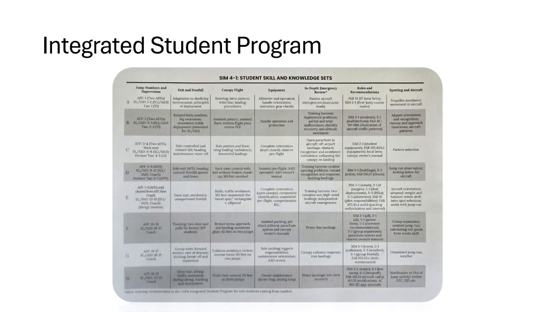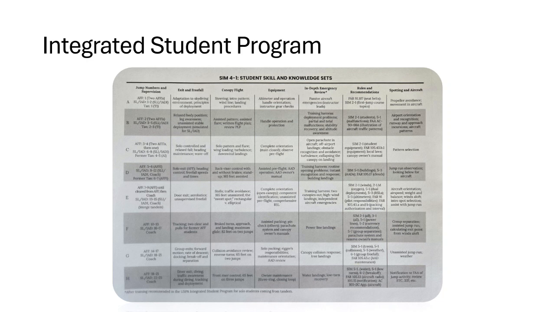USPA has come up with the Integrated Student Program, or ISP, and this is a progression for students no matter which method they're using. So there's AFF, there's static line, instructor assisted deployment, IAD, and there's also tandem jumps that a student could use to get certified. So we can see down the left, there's categories A through H, and then across the top, we can see that each category is broken up into skill and knowledge sets by exit and free fall, canopy flight, equipment, emergency reviews, rules and recommendations, and spotting and aircraft.